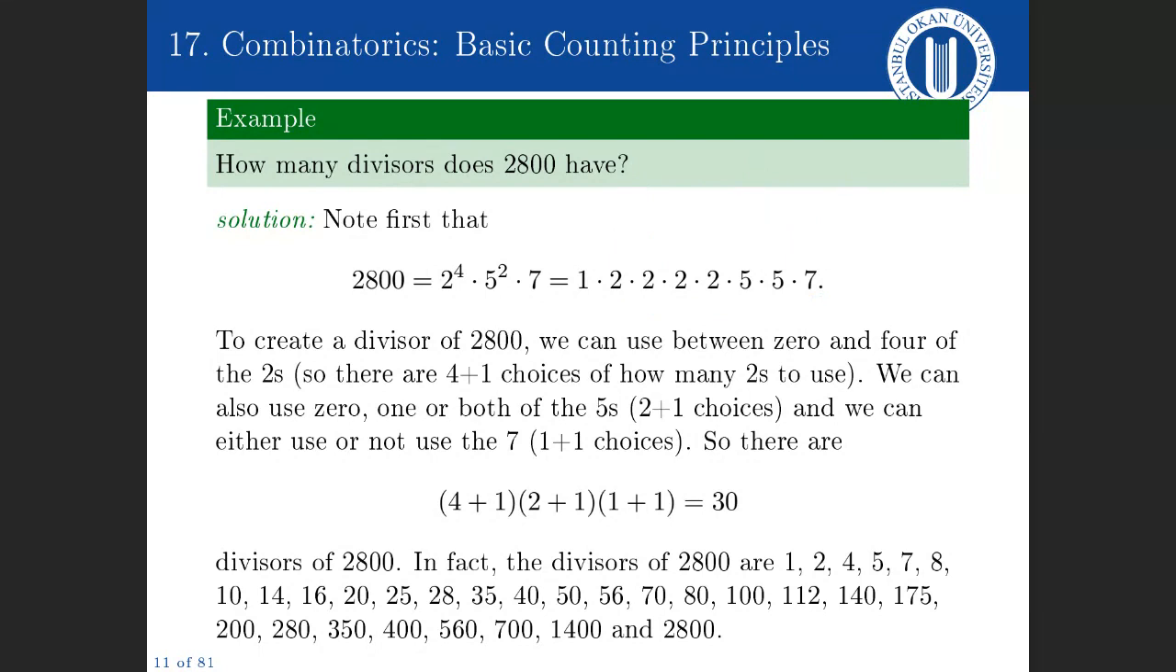We want to use some of the 2's. We could use 0 of the 2's, or 1 of the 2's, or 2 of the 2's, or 3 of the 2's, or 4 of the 2's. If we count 0, 1, 2, 3, 4, that means there's 5 different choices of how many 2's we use, or 4 plus 1.